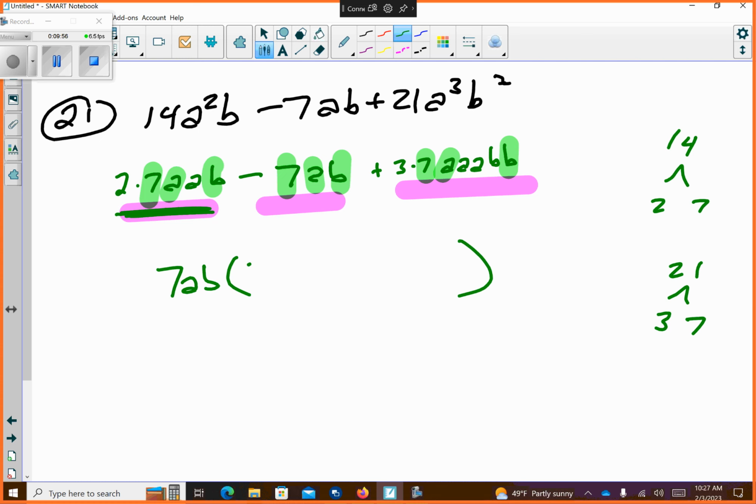2a. What's left here? Nothing. What has to be a placeholder? What's the placeholder as a number? Minus 7. At what? Third. Minus 3.